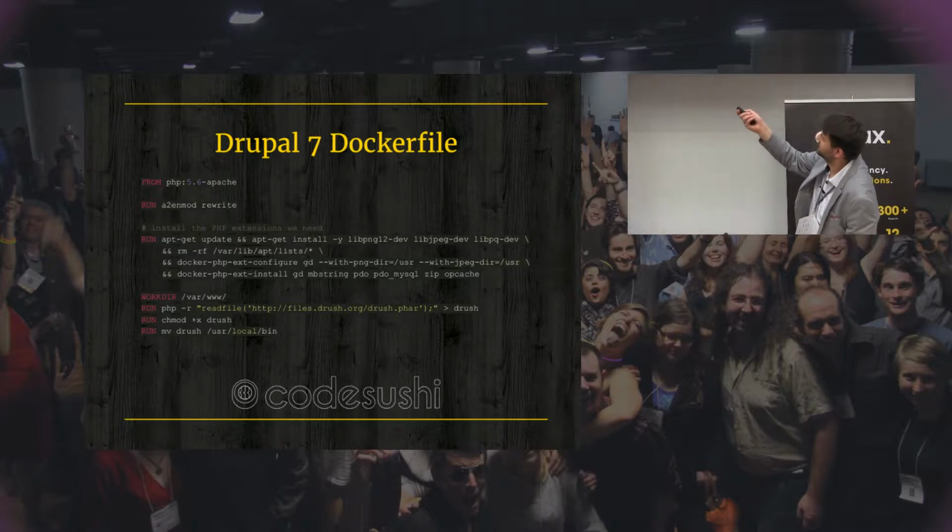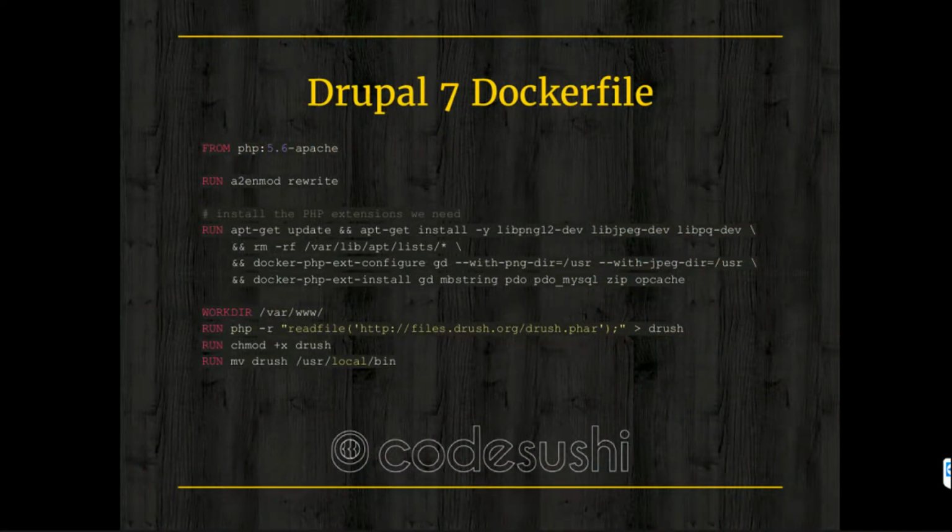And these are like magic spells for Docker to tell it how to build this setup. And here we are setting the working directory for this container, which is obviously /var/www. This tells Docker this will be the default directory for our container. And those lines are just installing Drush.